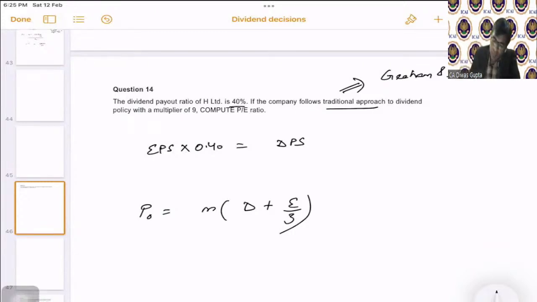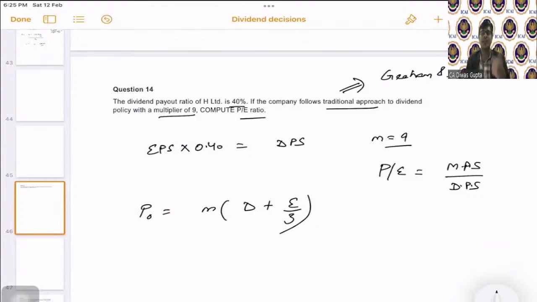Now, if the company follows the traditional approach to dividend policy with a multiplier of 9, that means M, they have given us 9, compute the PE ratio. Simple. They are saying compute the PE ratio. So students, first of all, what is a PE ratio? Just now we have studied, MPS divided by EPS. Market price per share divided by the earnings per share.